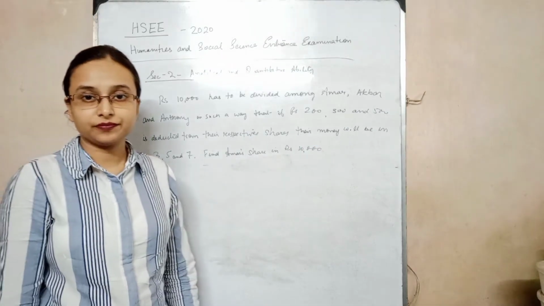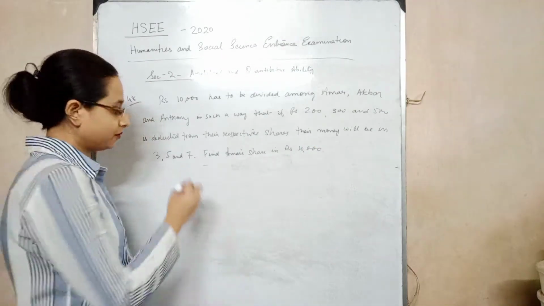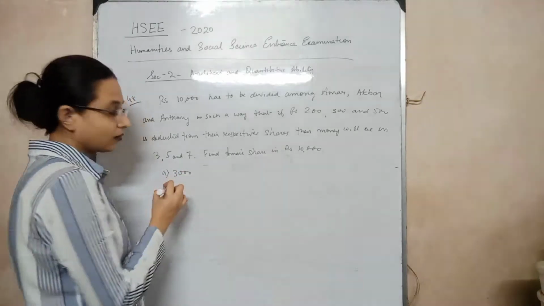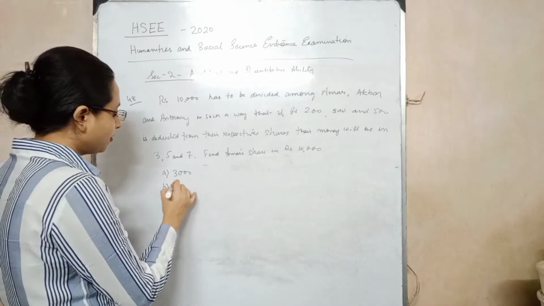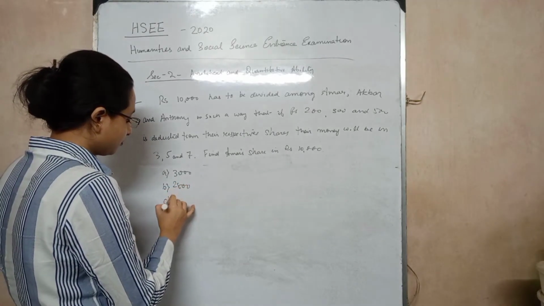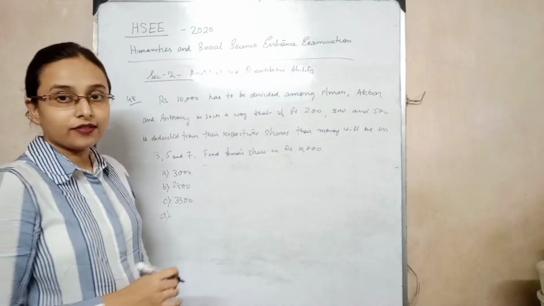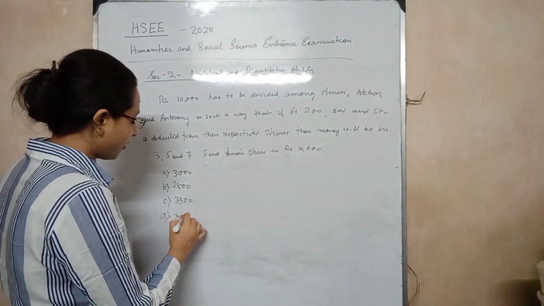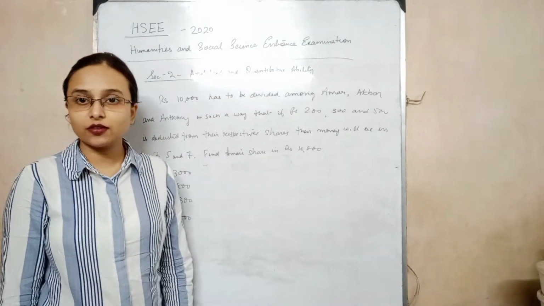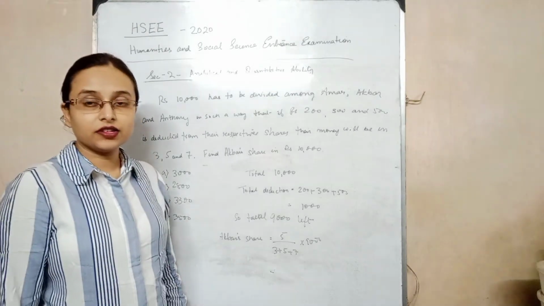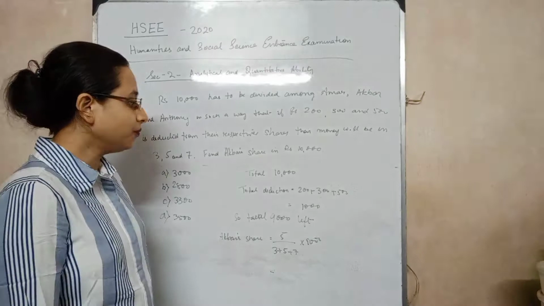This is the question. The options given are 3,000, 2,800, 3,300, and the last option is 3,500. I will calculate the sum for you all. See, I have written down the calculation for you all.